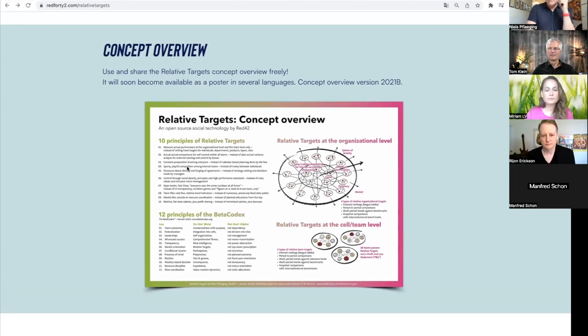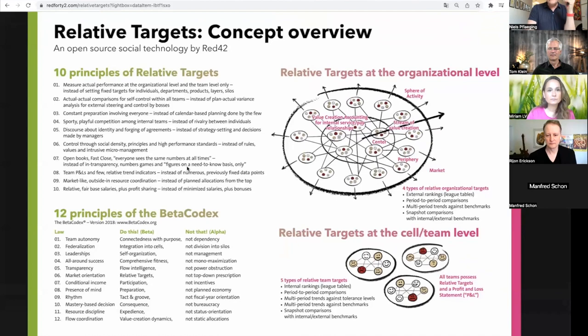Yes, here's the concept overview, just to give you a brief overlook. What it is, what are the pieces or the parts of open source social technology? Maybe you have heard that open source is very common in software development. Stuff like Linux is open source. So many softwares now are open source and can be used and improved upon by anyone. But how to do the same with social technology?